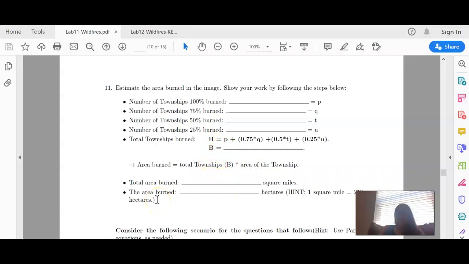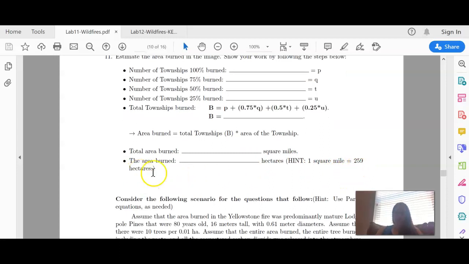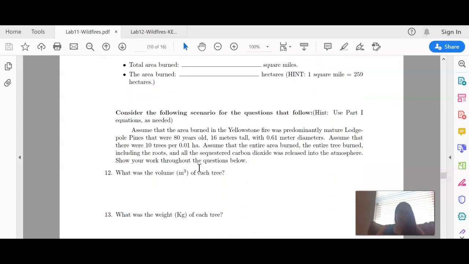And the area burned in hectares is going to be equal to that number that you obtained times 259, because 1 square mile is equal to 259 hectares. So if you had, I don't know, let's just say 100 square miles, you would say 100 times 259, and you get 25,900 hectares that were burned. Now I don't know exactly what that number is going to be. That's just an example. But that is how you obtain the answer for question number 11.